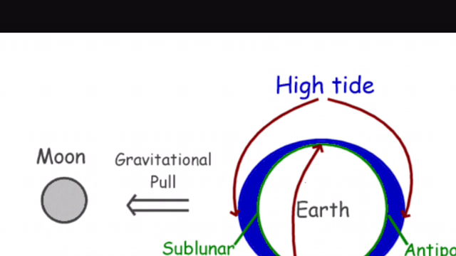Low tide occurs adjacent to where the moon is located because there is not much gravitational pull on that side of the Earth because the moon is not there.